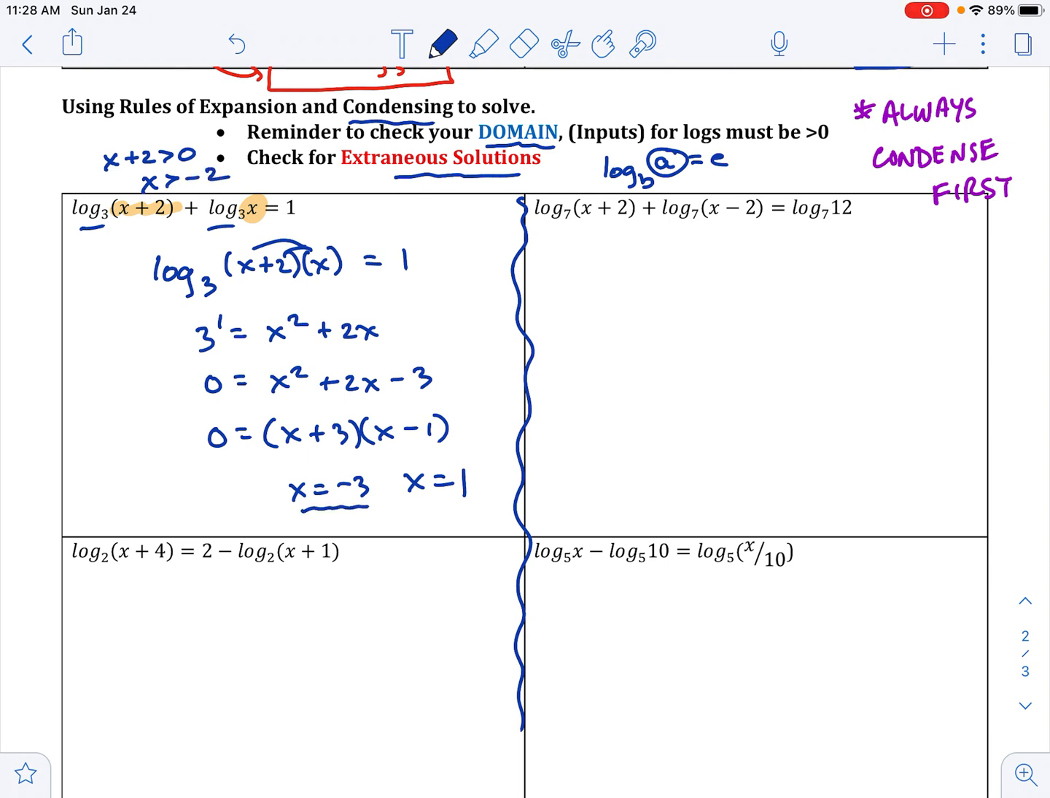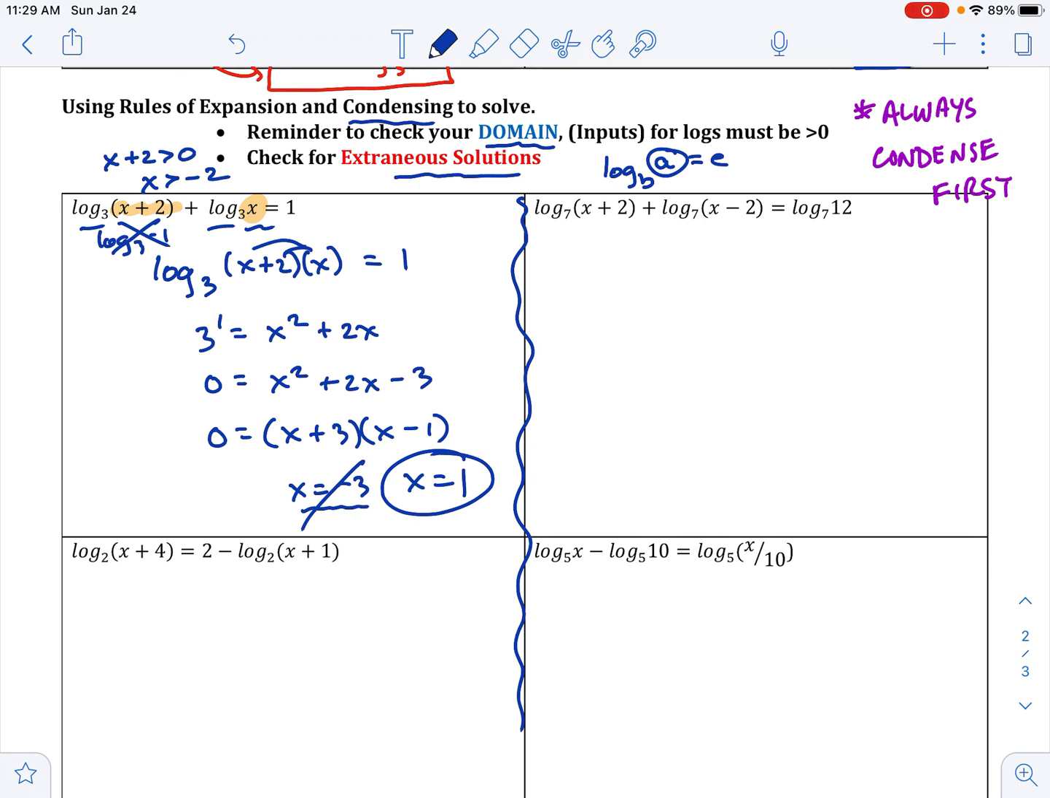So since I have a negative 3, it doesn't work. Okay, there's an extraneous solution. If I were to plug the negative 3 in here, I would get log base 3 of negative 1. That's a no-go. All right? And obviously it wouldn't work here either, because x is greater than 0 means that it wouldn't work in that one as well. So therefore, I got x equal to 1.